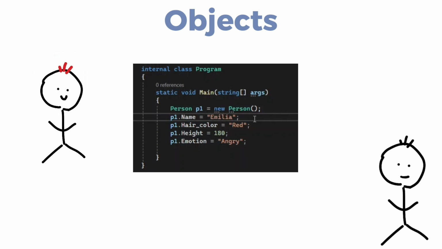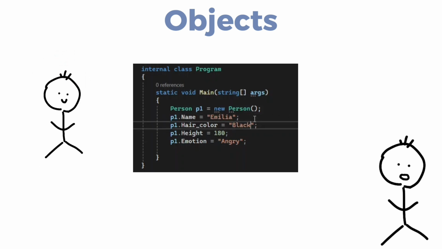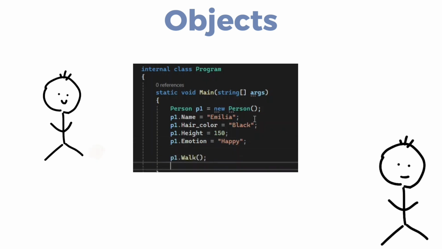Now let's set its name back to Emilia, her hair color to black, her height to 1.5 meter tall, and her emotion to happy. Our person needs some methods. Let's make Emilia walk and wave.